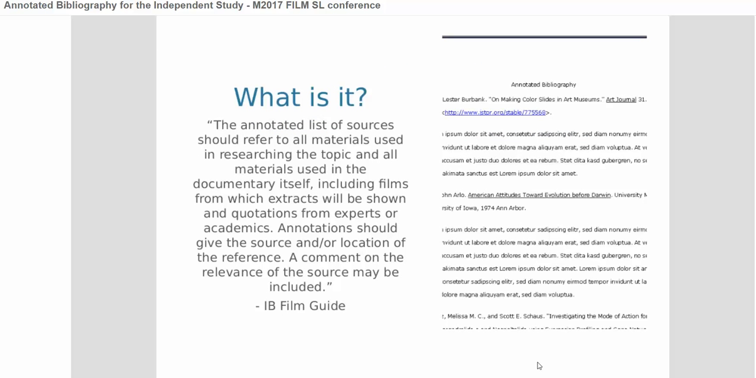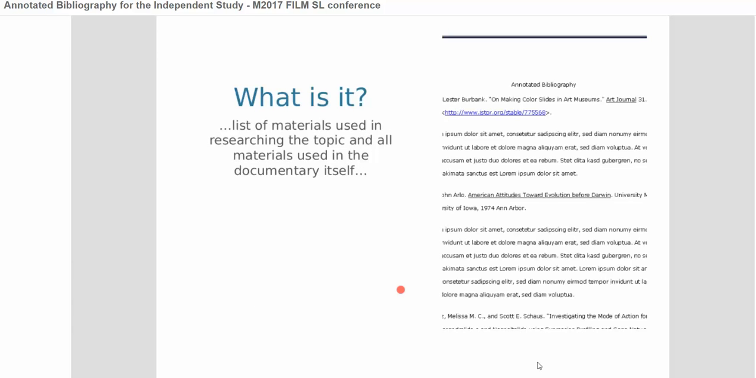So in the IB Film Guide, there is a definition of what it is, and here's a little example of what one would look like. And we're going to break this down a little bit into parts. So what is it? It's a list of materials used in researching the topic and all the material used in the documentary itself. Briefly, it's anything that contributed to your argument, anything you cited, and anything that you're showing visually or playing as audio in your documentary script.